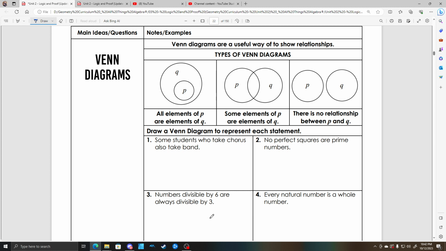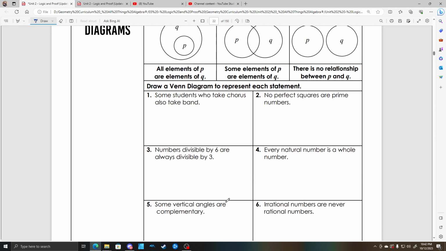So let's go ahead and do a few examples. Some students who take chorus also take band. Well, this is kind of like the example we just talked about, right? Some students who take chorus also take band. So here, let's do this. We have a circle, and these are going to be the students who do chorus. And then we'll do this circle, and these are the students who do band. And then some of the students do both. So it's kind of referring to this little area here, if that makes sense. All right. So let's do another one.